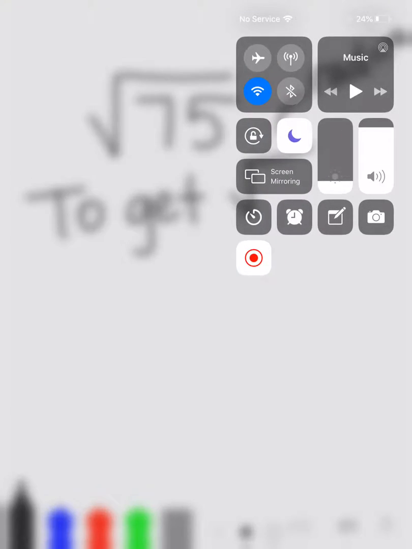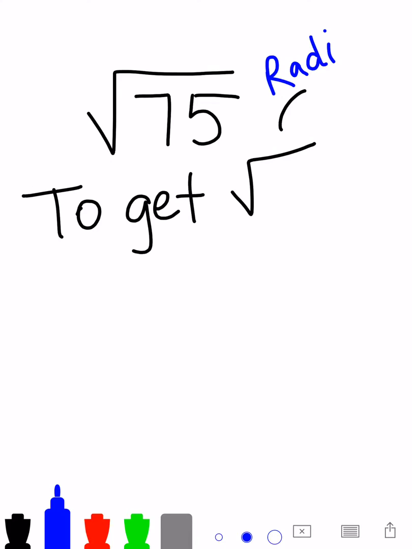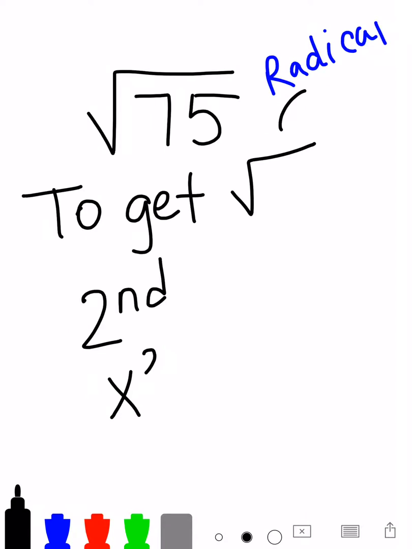Running out of space. Let me try to write it somewhere else. This is called a radical. There we go. And to get the radical in your calculator, you have to hit second and the x squared button to get this symbol to show up. I'm going to show you on this calculator right now.